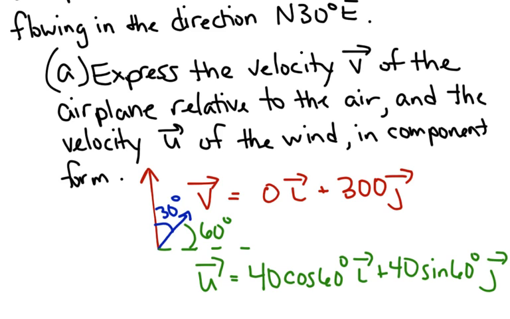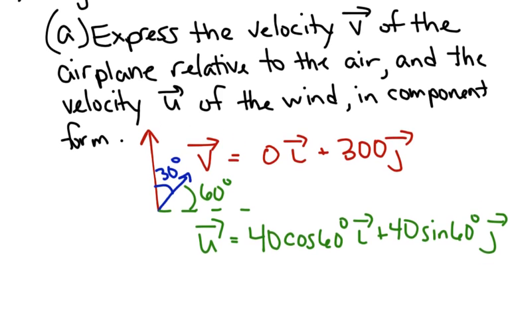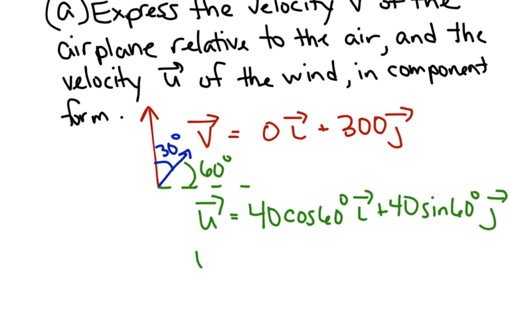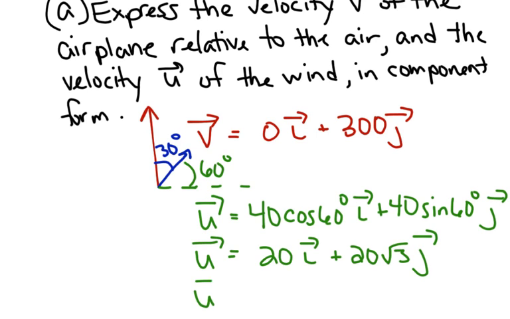And then we can simplify that. You can simplify it to be in radical form, so you can tell me that this is going to be 20i plus 20 square root of 3 j. Or I will also accept this in decimal form for this particular unit. It would be 20i plus 34.64j.